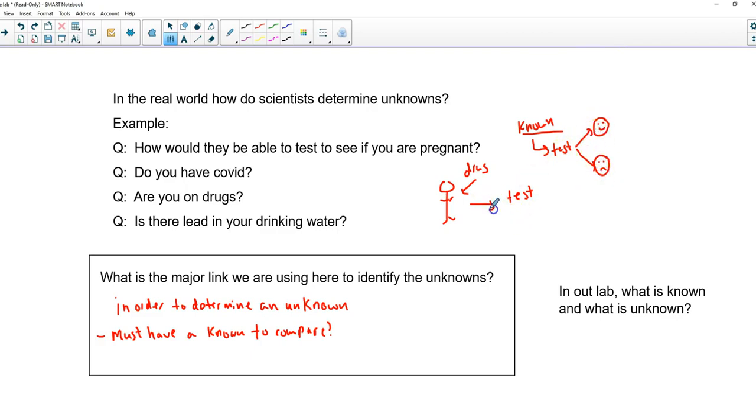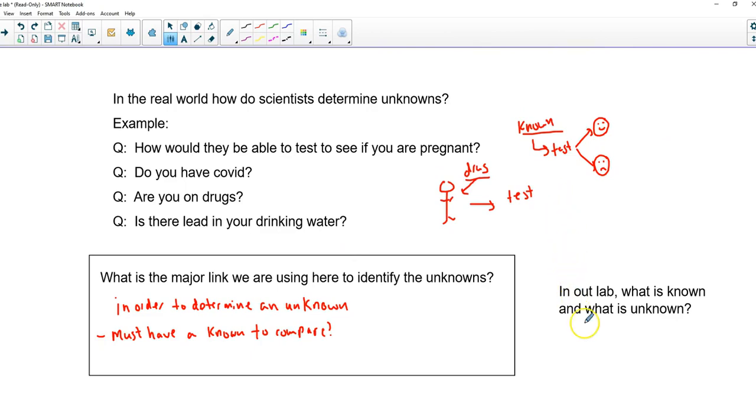Is it possible that you could take some drug that they aren't testing for? They don't have a known to compare against. Would they be able to find it? The answer is no, and this has happened in the last generation of people taking performance-enhancing drugs, and people have no idea that it's there because they're not testing for it. So either way, in order to determine an unknown, you must have a known to compare to.